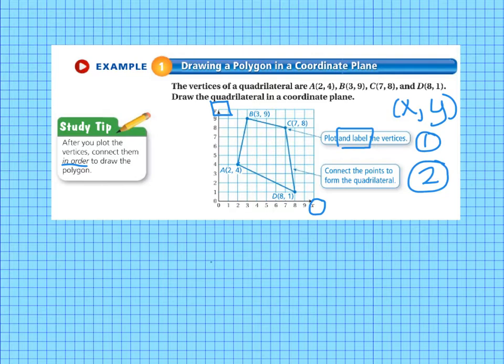So first we plot them. We go across 2 and up 4 for A, and we go across 3 and up 9 for B, and so on with C and D, and then we draw a line to connect. So we start at A and go to B and C and D, and then we go back to A. So we end up with that kind of kite-looking figure.